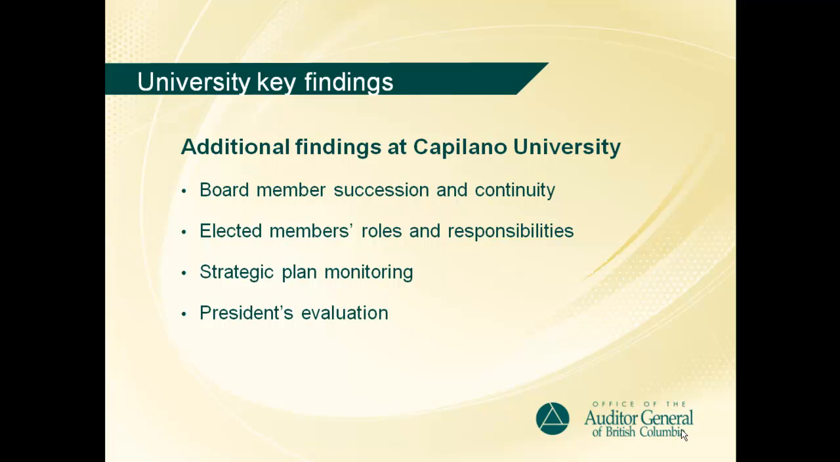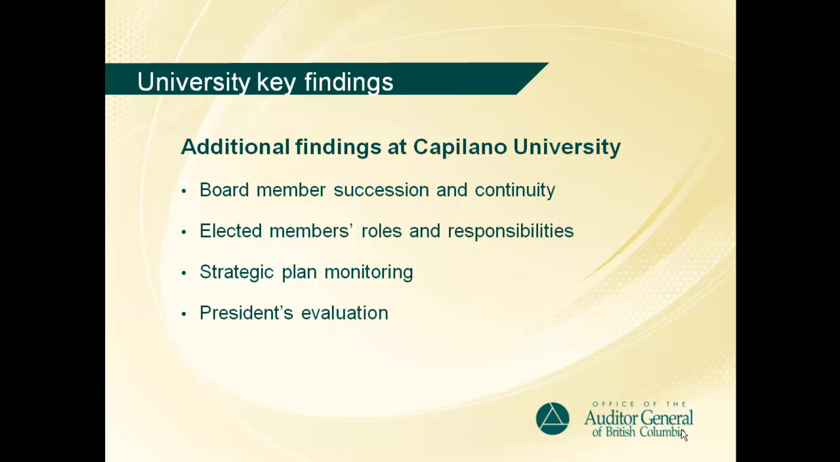Another area for improvement was regarding roles and responsibilities. Board members elected by faculty, staff, and students must act in the best interests of the university as per legislation while representing the voice of their constituents. This means achieving collective responsibility, where all board members support decisions of the board, can be a challenge for university boards. At Capilano University, we found that on occasion elected members have publicly spoken against decisions of the board on contentious issues.